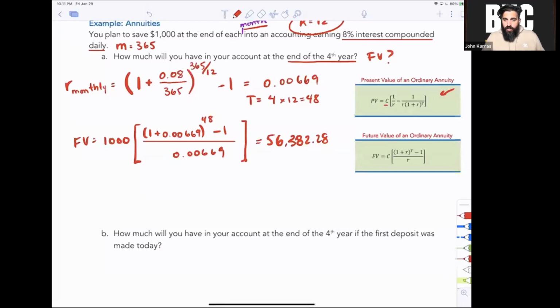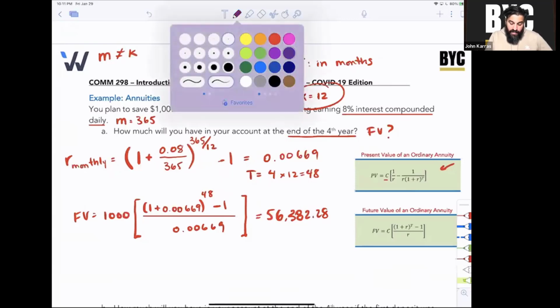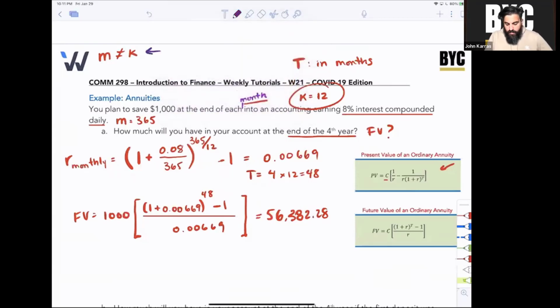How do you know when to solve for the effective monthly rate versus just dividing? That's a good question. When your M does not equal your K, like in this case, you have to find the effective rate with the formula.